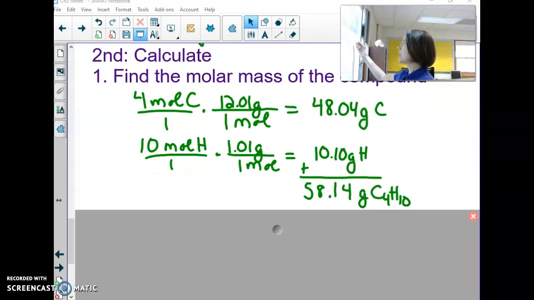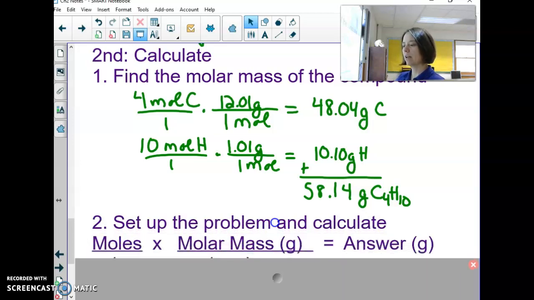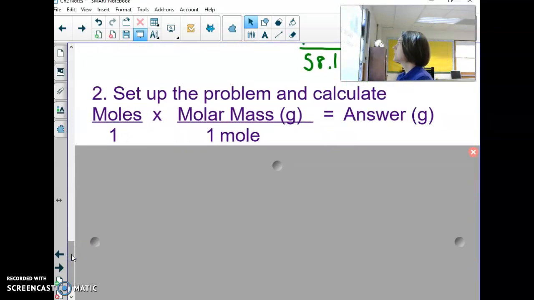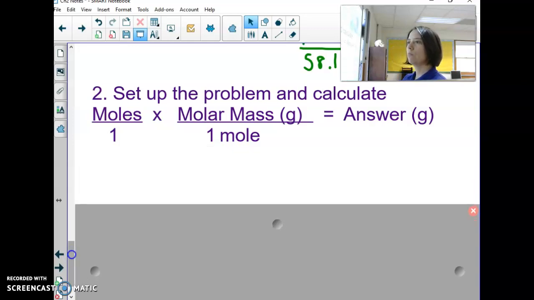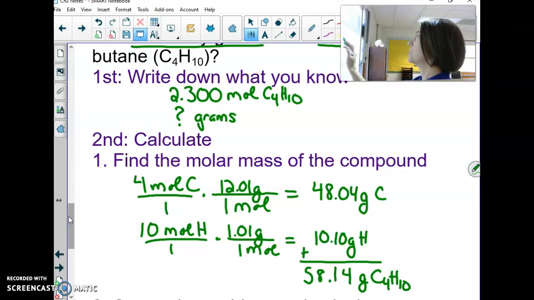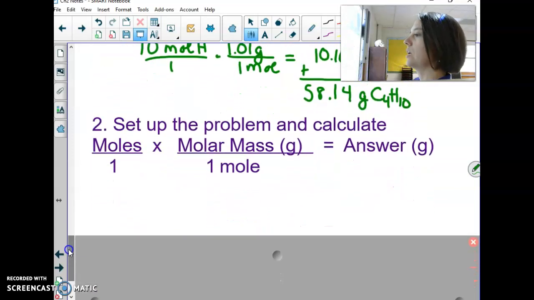So we have 48.04 grams of carbon and 10.10 grams of hydrogen, and our molar mass of butane is 58.14 grams. If you got that, good job. If not, you'll want to go back and do your calculation. And then the next thing after our molar mass is to set up the problem. So moles over 1, so that was our original quantity, which is 2.300 moles of butane.